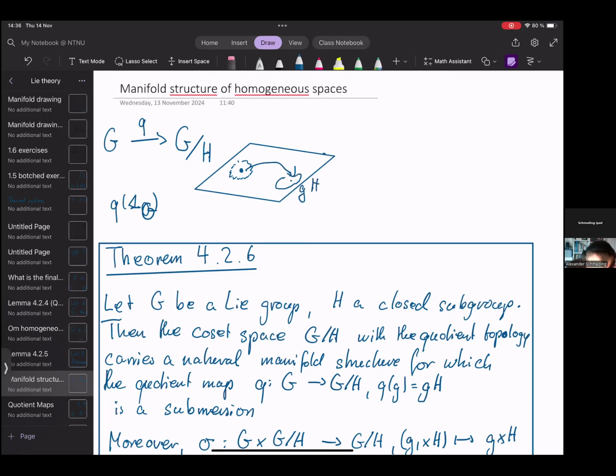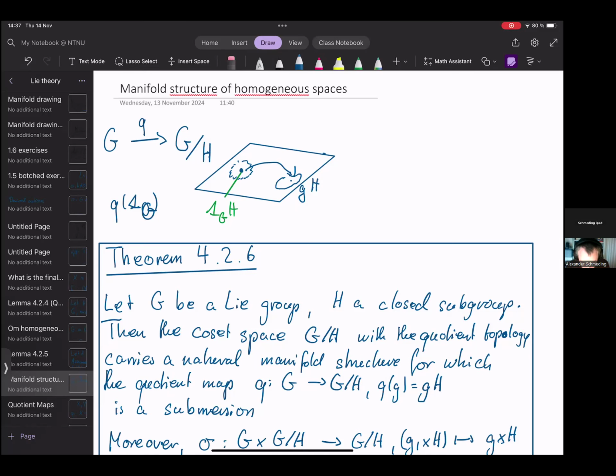If this is the coset G times H, and here we had the coset 1 times H, we basically use the left multiplication with G to transport this chart to something there. And this also justifies the name of homogeneous space, because it looks everywhere the same, because we can transport everything using the multiplication action from the group.